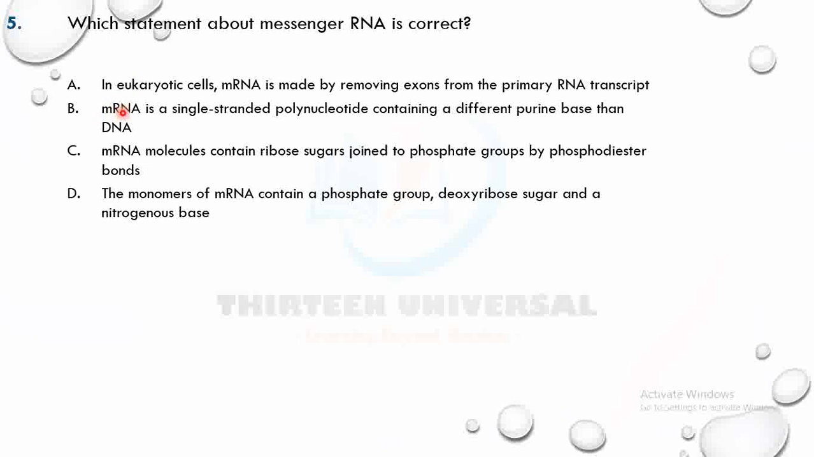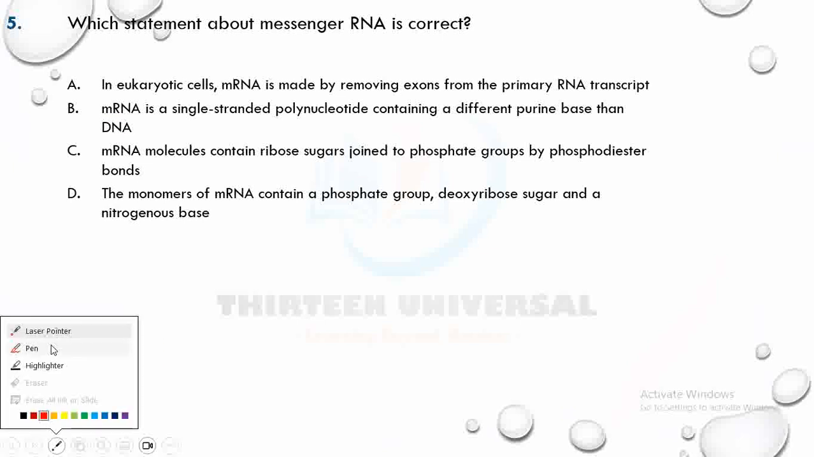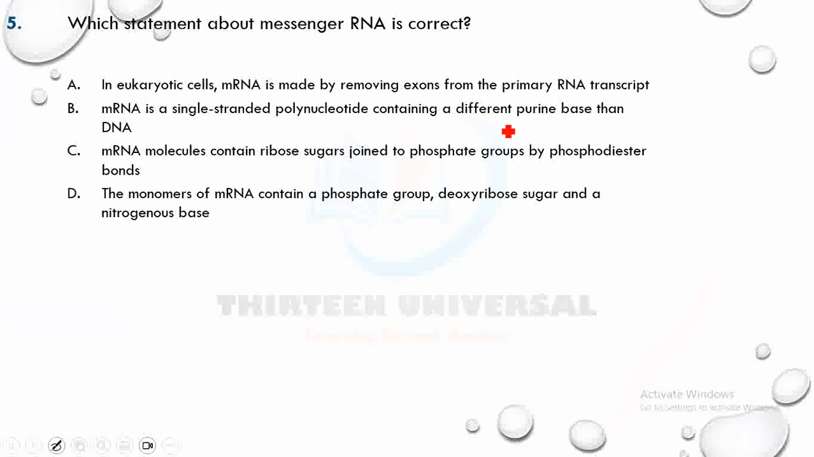Option B says mRNA is a single-stranded polynucleotide. That's correct. Containing a different purine base than DNA. This is wrong. Why do I say it's wrong? Because the two purine bases, which are guanine and adenine, G for guanine, A for adenine, are both found in RNA and DNA. So this is equally a wrong option.